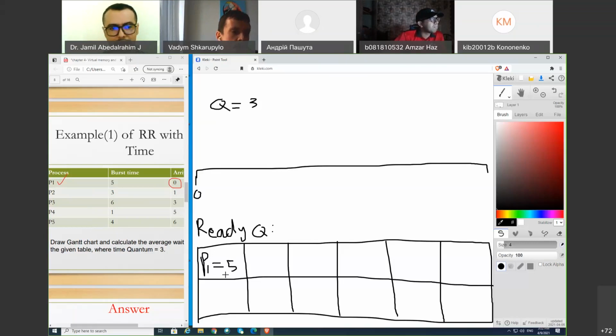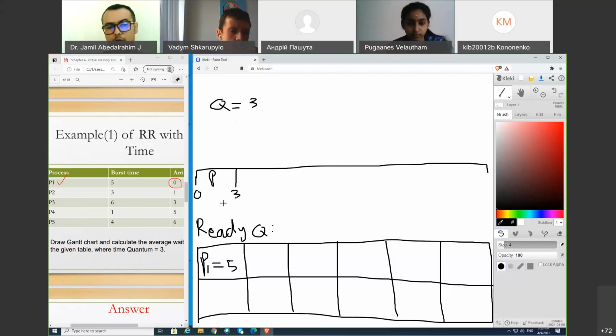Okay, and that's all. So far, we have only one process ready to enter the memory, P1 arriving at 0. So we will execute P1 from 0 until, who can tell me? Until 3, yes, based on the given quantum. So we execute from 0 until 3.